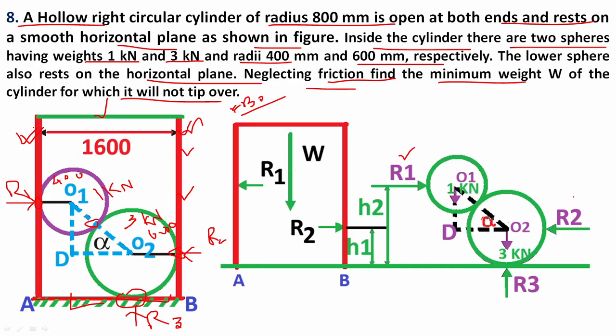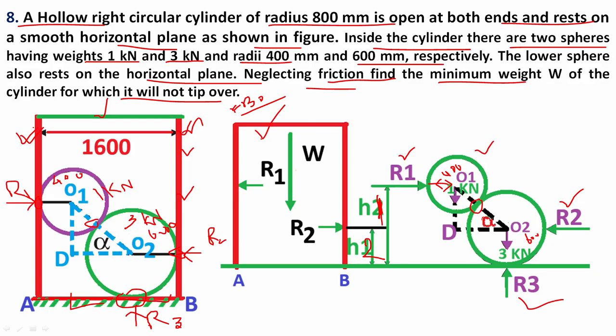This is the reaction force R2, and this is the reaction force R3. This is the contact. The radius here is 400, and here the radius is 600. The distance of this is H1, and this is H2. Here are H1 and H2.